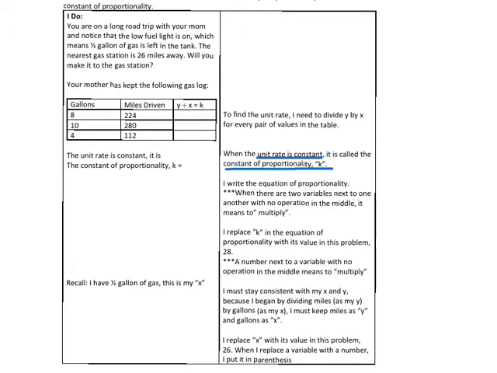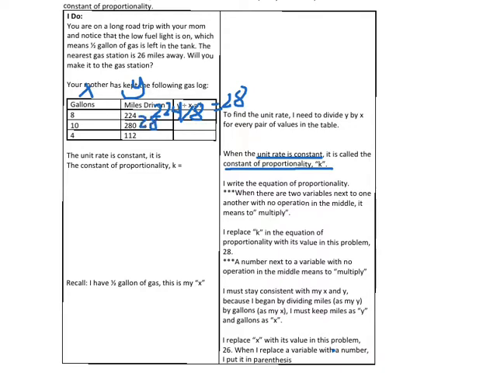In order to find our unit rate, I have to divide y by x. I'm going to take one quantity and label it x, and the other and label it y. So to find my unit rate, I have to divide my y quantity by my x quantity for each pair. My first pair is 224 is y. And I need to divide that by 8. I get 28. I repeat this for my next pair.